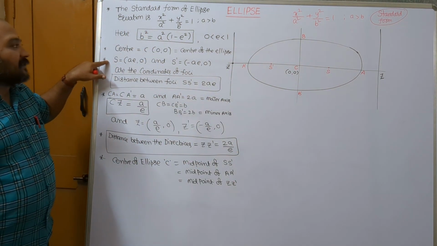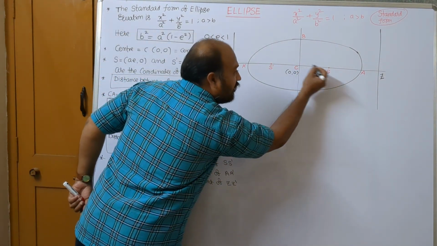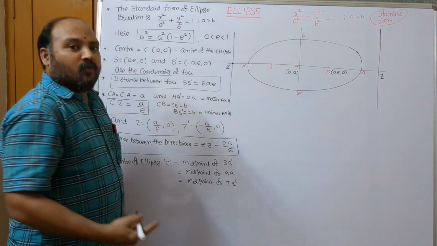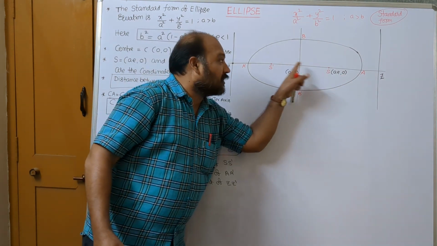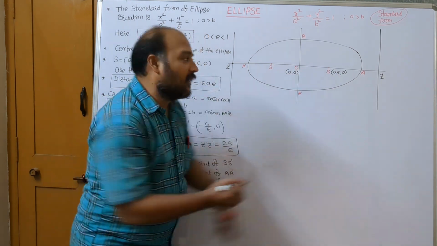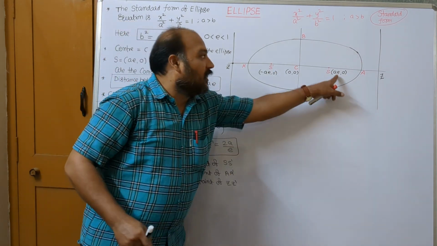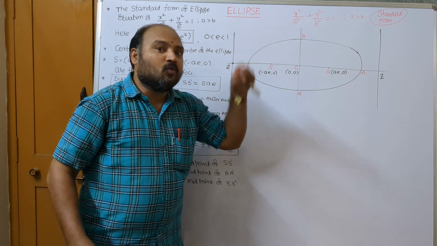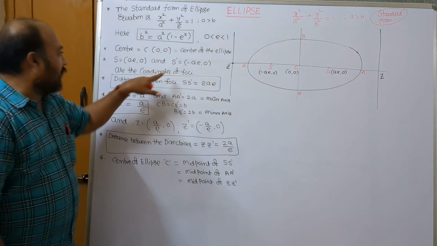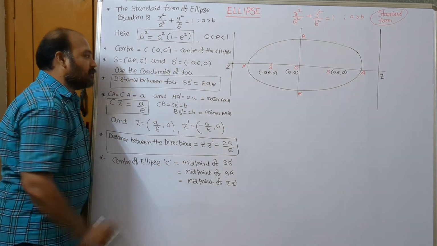Next, S and S dash, which are called foci. What is the distance from center to foci? (ae, 0) on the x-axis, we know that the y coordinate is anyway 0. The distance from center to focus is ae units. If it is on the right side, plus ae, on the left side, minus ae. So the coordinates of foci we can write as plus or minus ae comma 0.